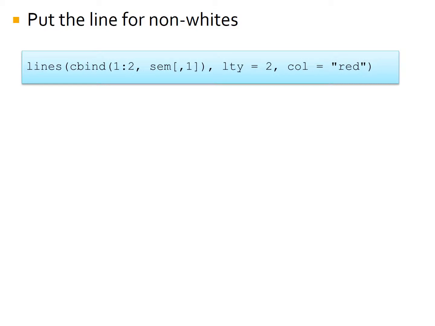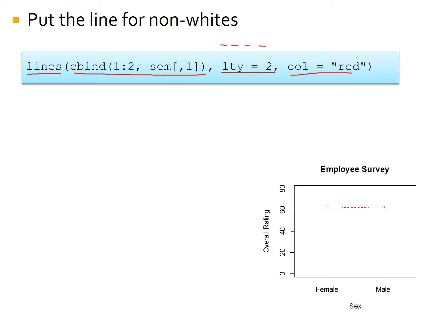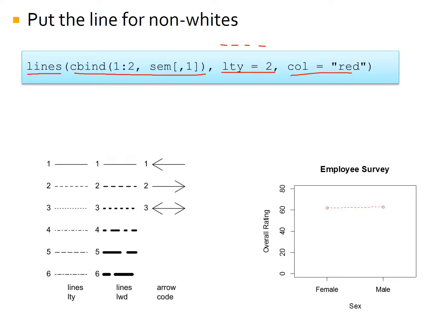Oh, okay, so I create the line first, lines, and I provide the same data points. lty is 2 because I want the dash line, and color is red, so you will see the line like this. And then you will see the line type. Over here you can just change lty to get what you want.